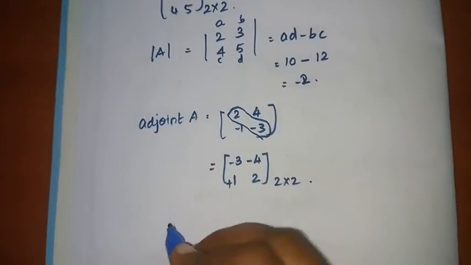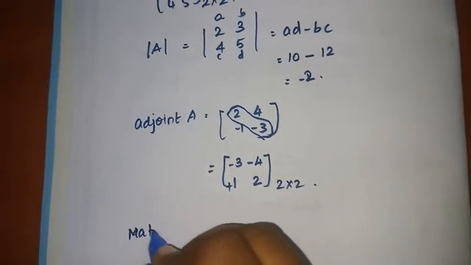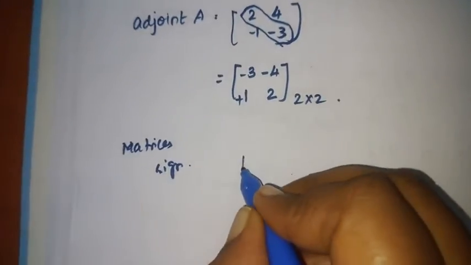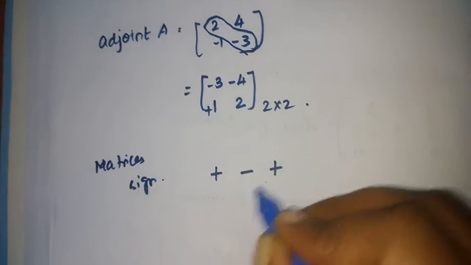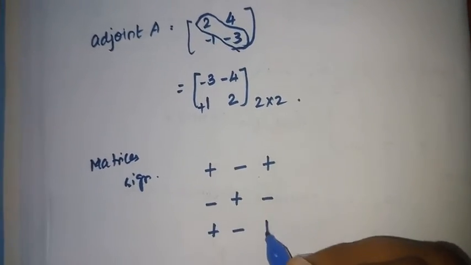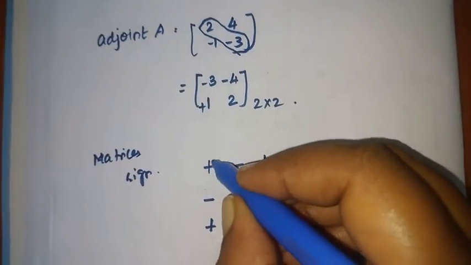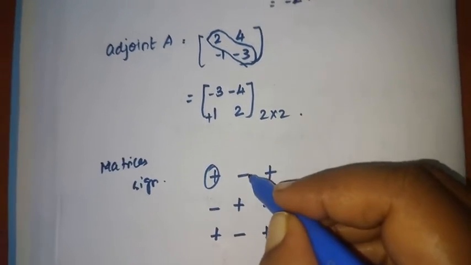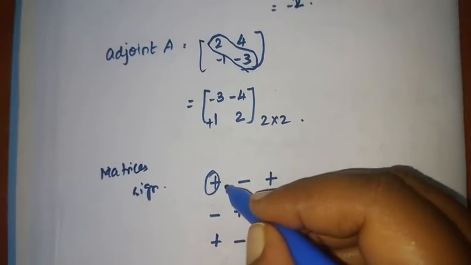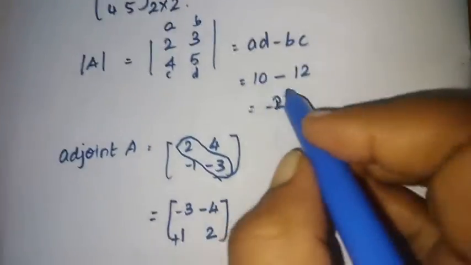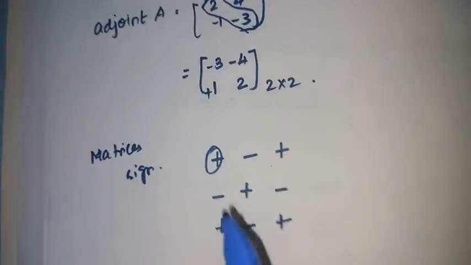Then, we know the sign pattern of the matrix, how we put the signs. First plus, minus, plus, minus, plus, minus, plus, minus, plus. So for row 1 and column 1, plus will come. For row 2 and second column, what will come? Minus will come. That's why here I am putting minus. This is the sign pattern of the matrix.